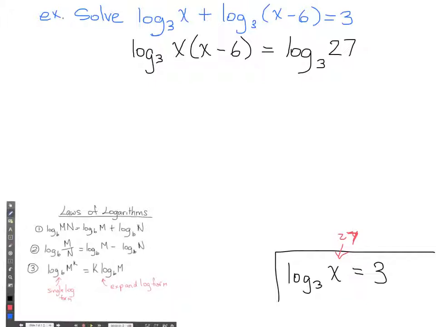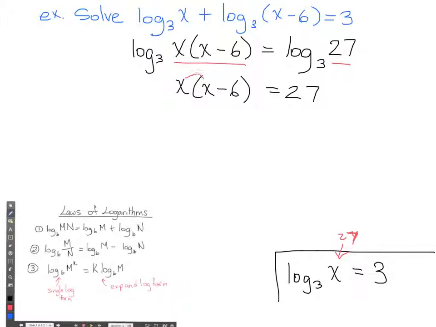Now that we have a single log on the left side and a single log on the right side, take note of this. This is log to the base 3, and this is log to the base 3. This is the log to the base 3 of something, and this is log to the base 3 of something. It follows that something and something have to be the same, right? Exactly. So we have x times x minus 6 is equal to 27. These two things have to be the same. Now it looks like a much easier thing to solve without that log there.